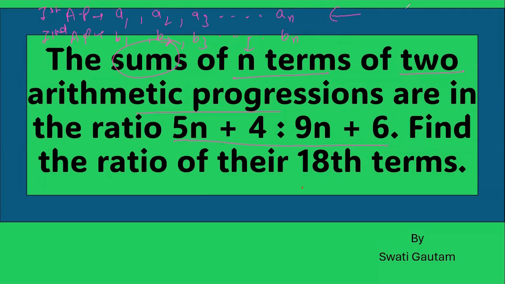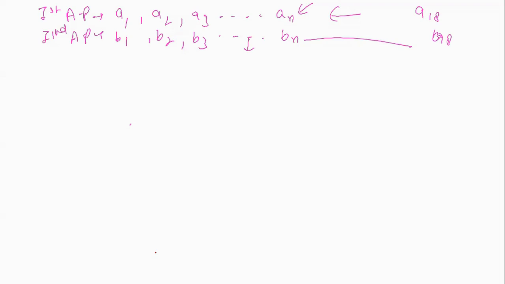Now they are asking you the ratio of their 18th term. If we talk about the first AP, the 18th term of that AP is A18, and the 18th term of the second AP is B18. So they are asking what is the ratio A18 over B18. So let's discuss that. It's very, very important. So now, how to do that? Because we have to focus on what is given, and given is the sum. So let's talk about the sum first.